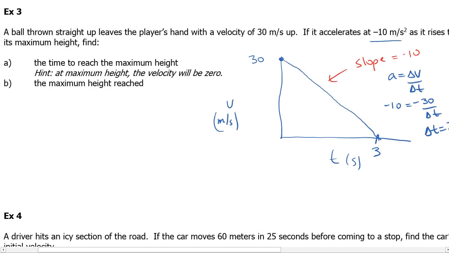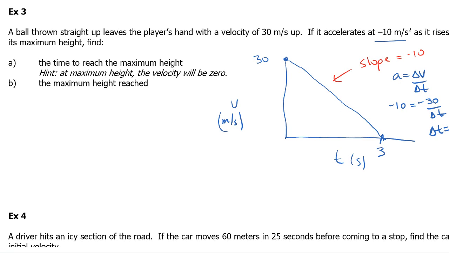Okay, so the question a is the time to reach the maximum height. 3 seconds. And then it asks, hint, at maximum height the velocity will be 0. So that's what we did. So it's kind of strange to think about. This is the v-t graph, and what it looks like is the ball is going up like this and then stops at the highest point. So here it's going upwards at 30 meters per second. At the top, it stopped.